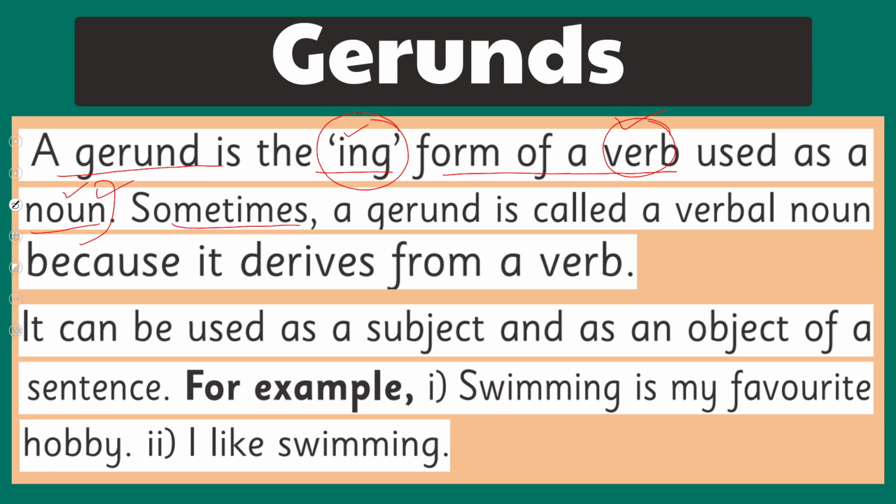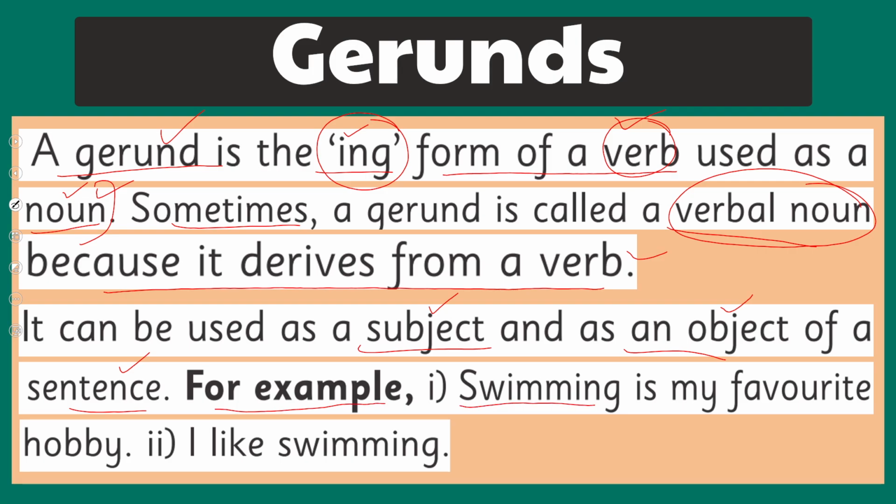Sometimes a gerund is called a verbal noun because it is derived from a verb. So it has two names. You can call it gerund or you can also call it verbal noun. It can be used as a subject and as an object of a sentence. So just like a noun, we can use a noun as a subject and an object. So gerunds can also be used in the same way. Now let's look at an example. Swimming is my favorite hobby.